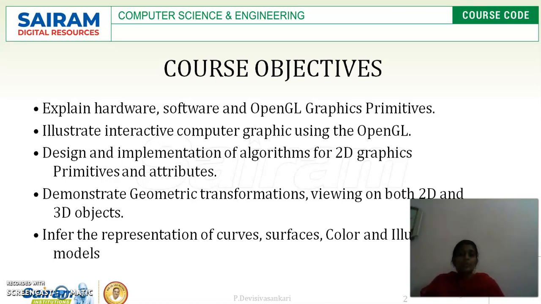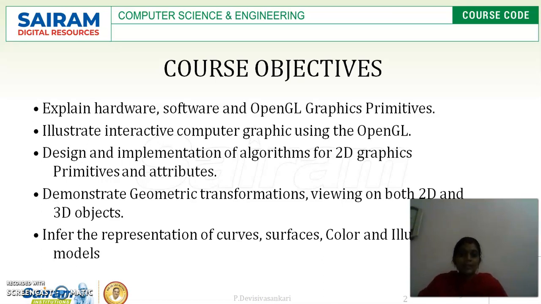So the very first course objective is to explain all the hardware, software as well as the graphics primitives in the OpenGL API. The second main objective is to illustrate interactive computer graphics using OpenGL. What is meant by interactive computer graphics and non-interactive computer graphics, I will explain in the introduction part. The third main objective is the design as well as the implementation of different algorithms to get the 2D graphics primitives along with their attributes.